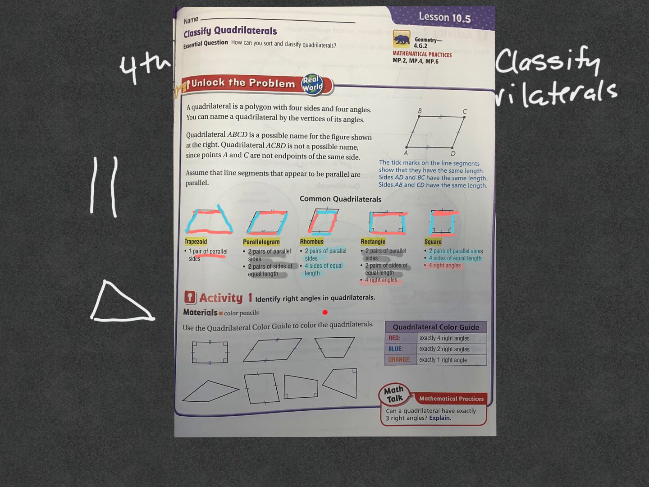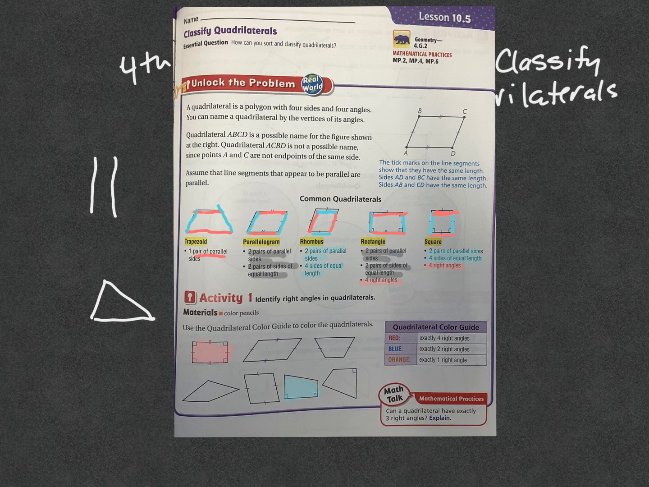Let's identify right angles in quadrilaterals. We'll use the quadrilateral color guide to color the quadrilateral. If we have exactly 4 right angles, we're going to color it red. And remember, right angles are denoted by these little squares. So we're going to color that one red. 4 right angles. Any others? 4 right angles, right? We needed 4. That's the only one with 4. This has 2 and this has 1. Exactly 2 right angles. We're going to make it blue.